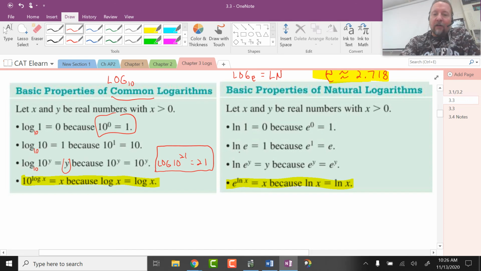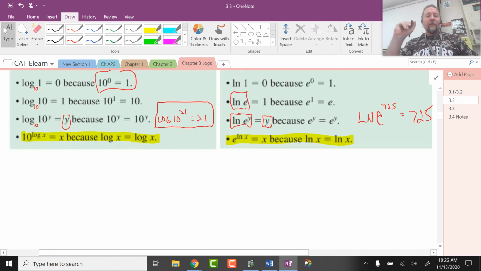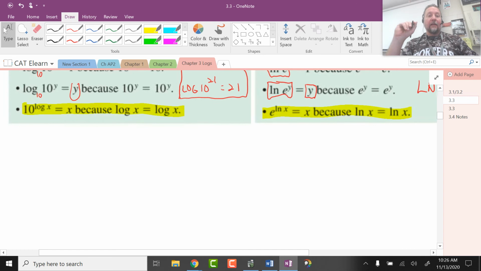And then ln is log base e. So log base e of e is 1. Log base e of e to any power is that power. So ln of e to the 725 equals 725. All right, just knowing how a logarithm works. Okay, now we've got a problem.